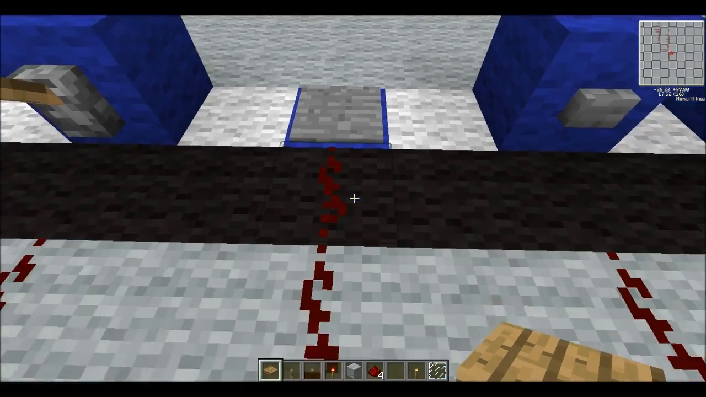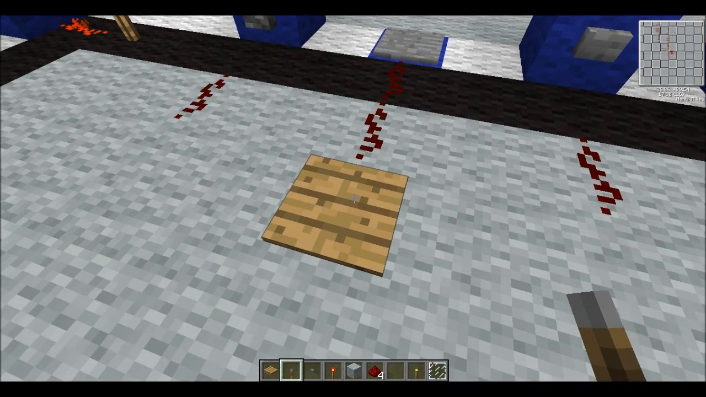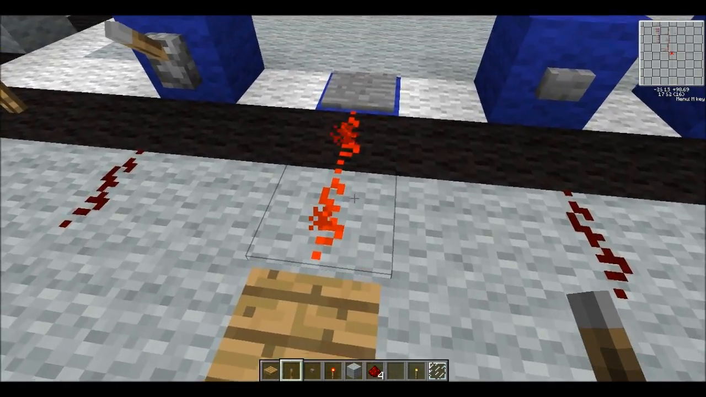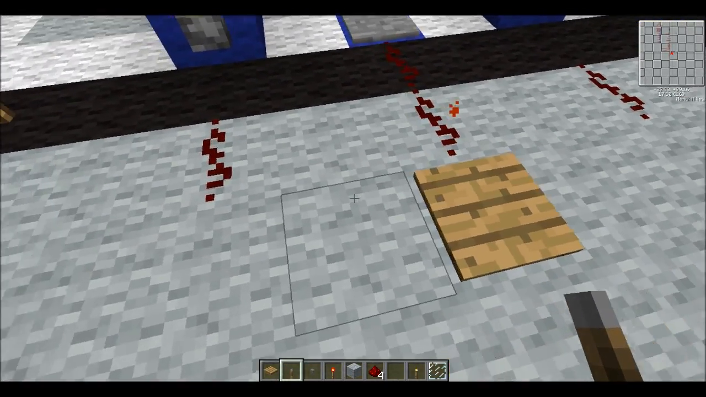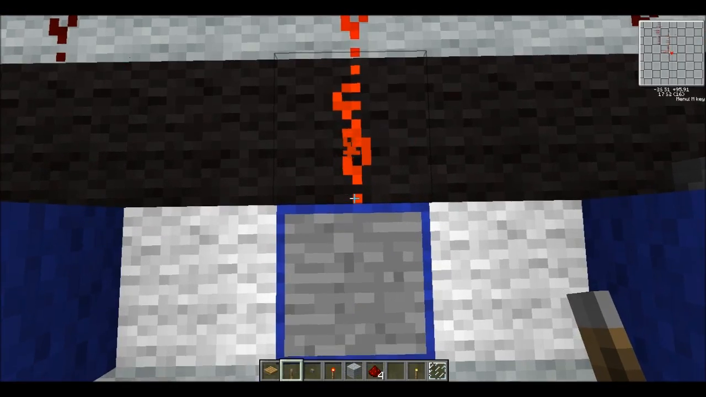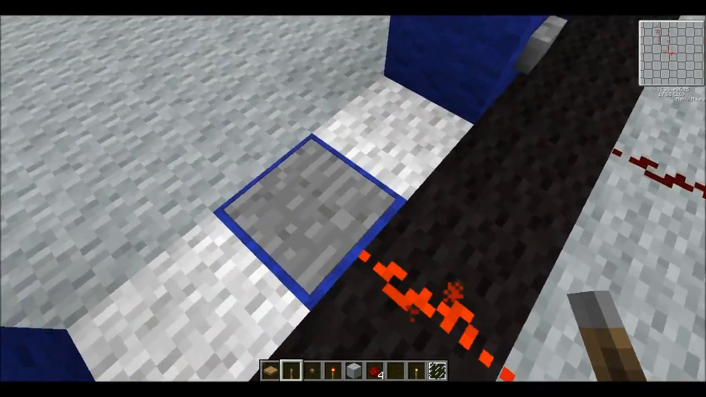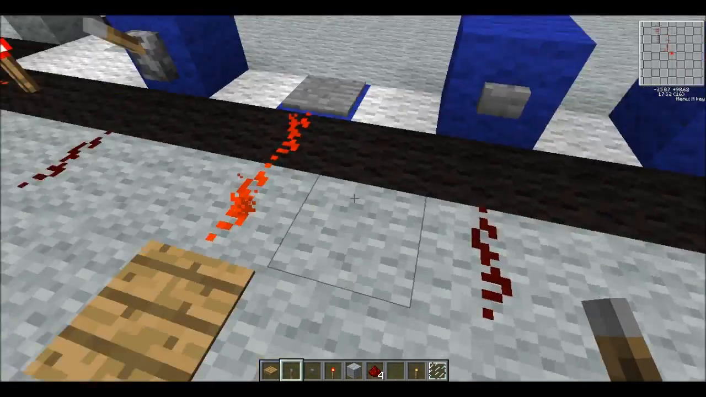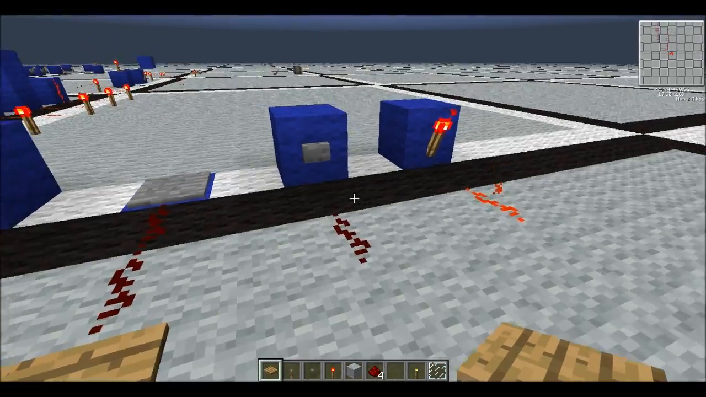And a wooden pressure plate will transmit power as long as any object at all is on top of the pressure plate. Why can't I drop this? Oh, because I'm in creative mode. As long as any object at all is on top of the pressure plate, this wooden one will transmit power. Stone does not transmit power from any old object. It has to be a player or a mob standing on the pressure plate to transmit the power. And it will transmit power as long as there is a person on the stone plate or anything on the wood plate. I can't actually place a block on top of the plate, though. It doesn't work like that.